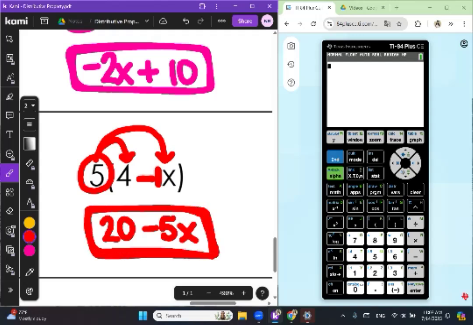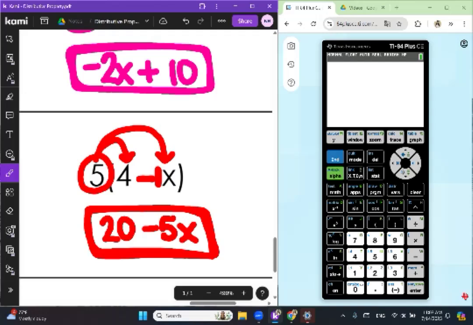And that is all there is to today's lesson. So get your practice done. Make sure you finish your assignment from your previous assignment. Get all that turned in. And have a good one.